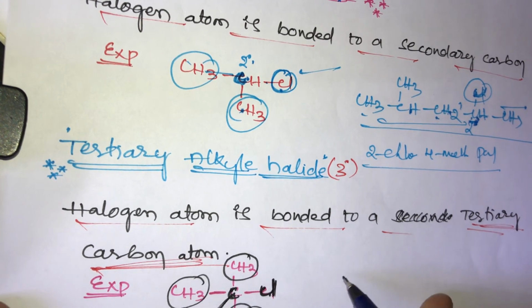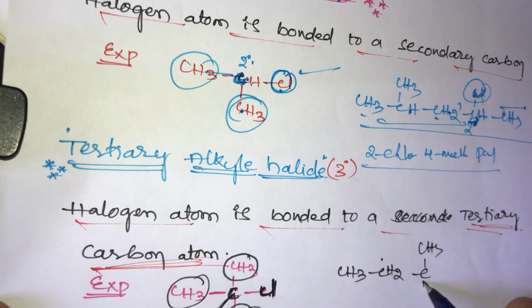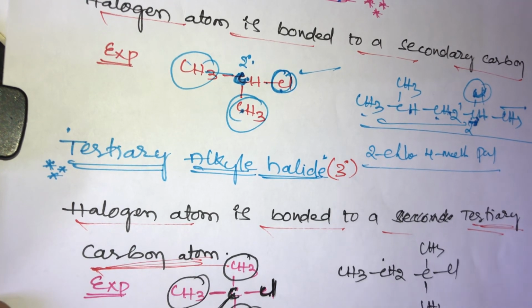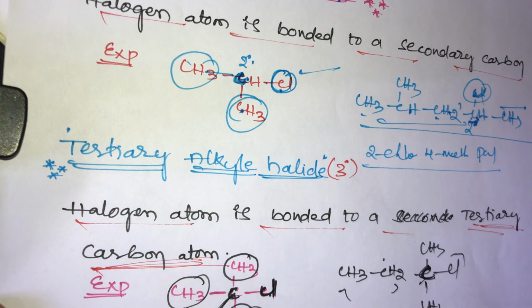Now take one more example, CH3, CH2, CH3, then CH3, then Cl. This is also an example, that is 2-chloro-2-methyl-butane. Numbering we start from here, 1, 2, 3, 4. 2-chloro-2-methyl-butane also belongs to tertiary alkyl halide. This is the tertiary carbon.